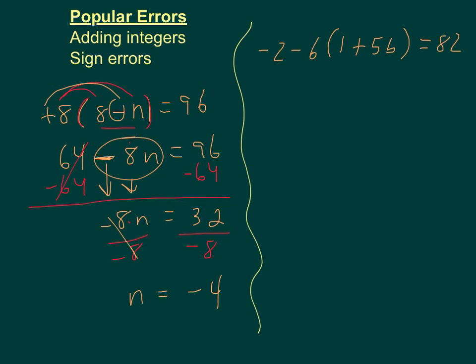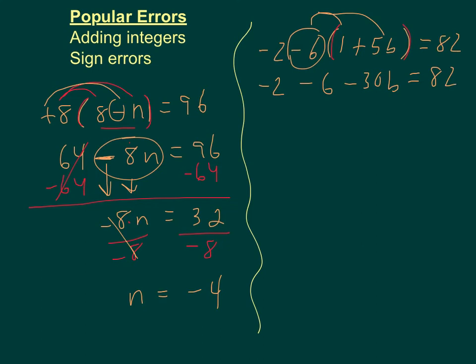Moving on. Still, the first thing I notice are these parentheses, so I'm going to distribute the negative 6. So what do I do with that negative 2? Nothing. The negative 2 just comes down. Now I'm going to distribute that negative 6. Negative 6 times a positive 1 is negative 6. Negative 6 times a positive 5b is a negative 30b equals 82.